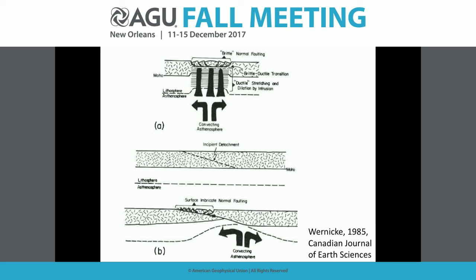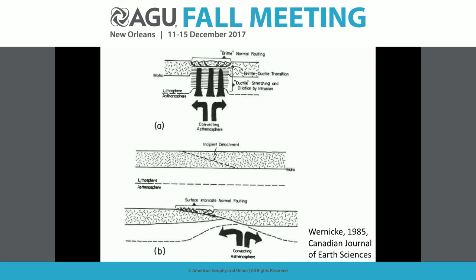Well, I've discovered that I've never done anything original in my entire life, that everything was already predicted by people much smarter than me. And 32 years ago, Brian Wernicke published this well-known paper in the Canadian Journal of Earth Sciences where he showed simple shear. He forgot to put the volcanism over here, but we'll forgive him for that. And this is basically the Wernicke model for the Red Sea.